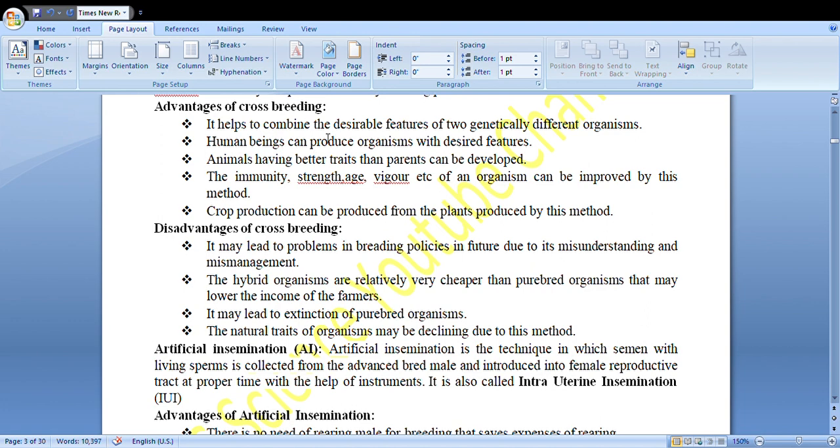It helps to combine the desired features of two genetically different organisms. Human beings can produce organisms with desired features. Animals having better traits than parents can be developed. The immunity, strength, age, vigor, etc. of an organism can be improved by this method. Crop production can be increased from plants produced by this method.